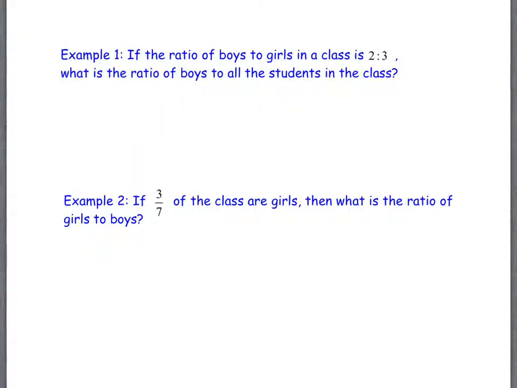So if you take a look, you can find them from each other, and that's what we're going to do on examples 1 and 2. So in example 1, it says if the ratio of boys to girls in a class is 2 to 3, what is the ratio of boys to all of the students in the class? Okay, so how do we get from 2 to 3 to 2 to 5?